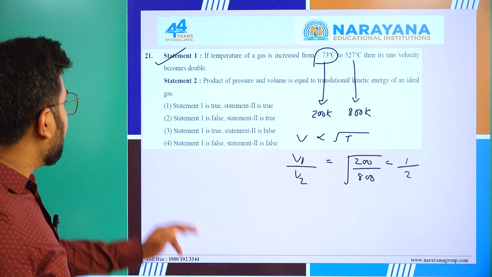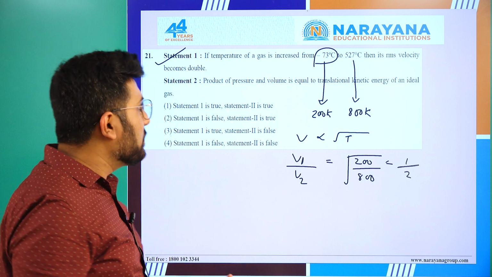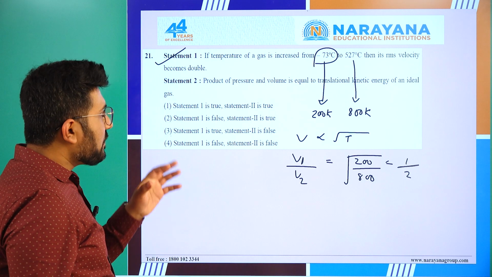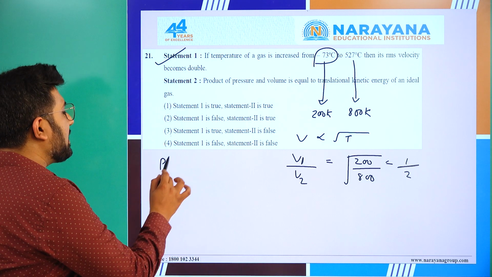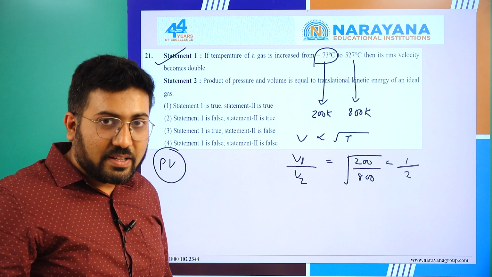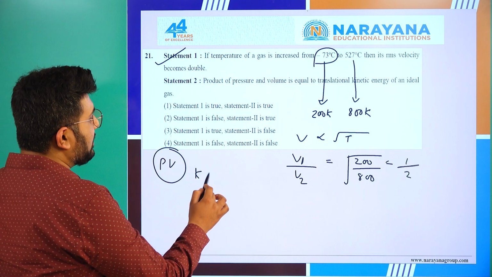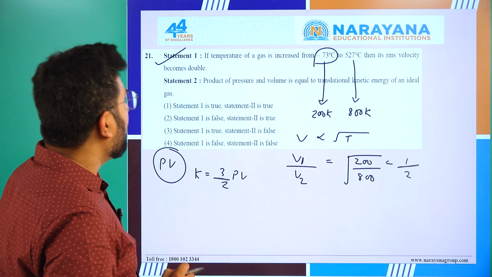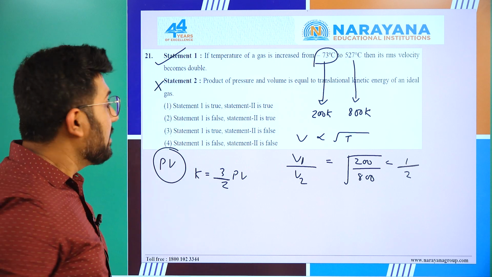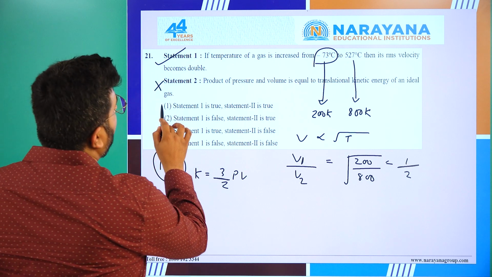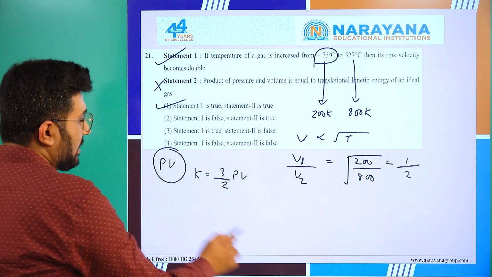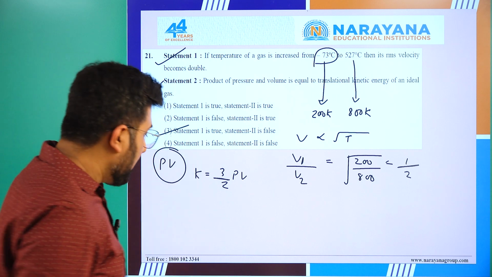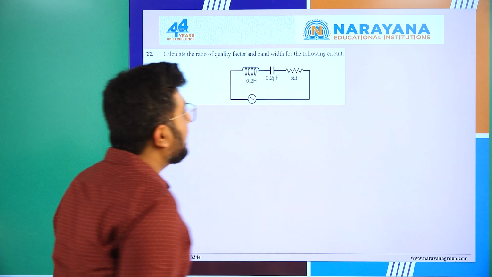The second statement is the product of pressure and volume is equal to translational kinetic energy of an ideal gas. So the product of pressure and volume definitely has unit of energy, but you remember the translational kinetic energy is not PV but 3 by 2 PV. So I will say this statement is wrong. So your answer will be statement 1 is true and statement 2 is false. So your answer will be C, okay. All right. So let's go to the next question.